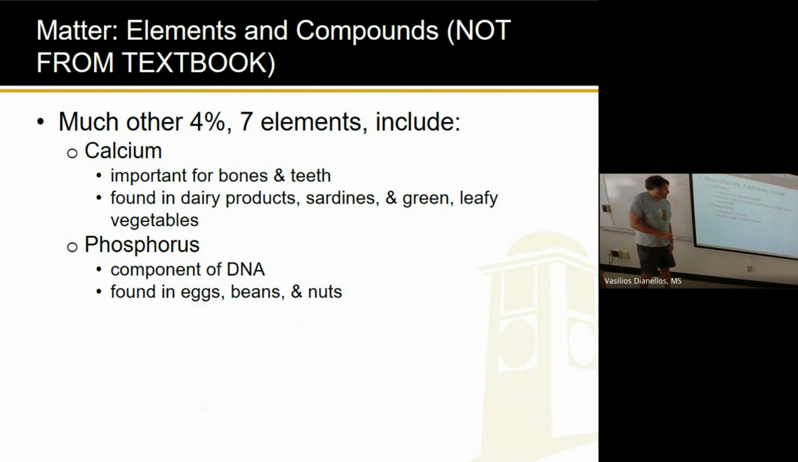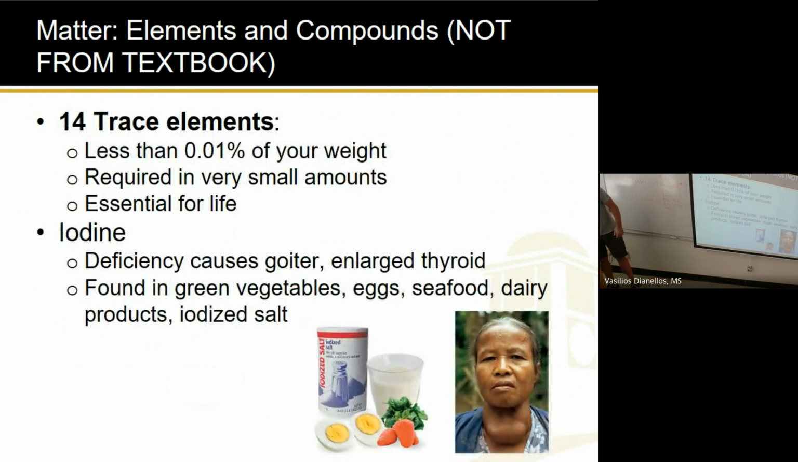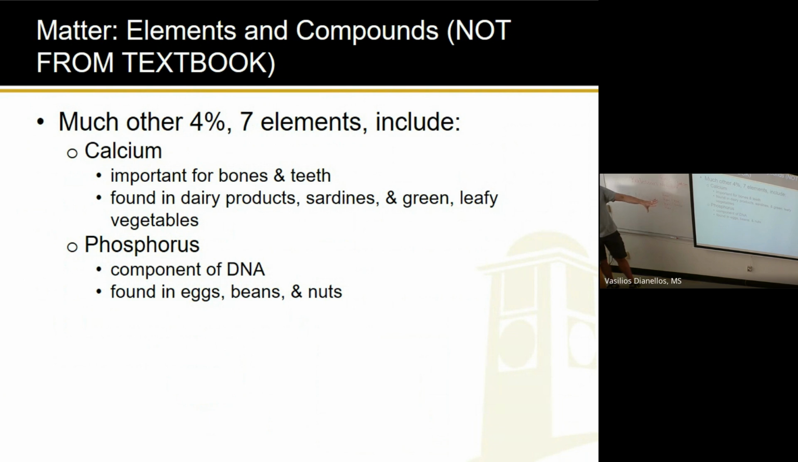Same thing with phosphorus. Look that up if you want for independent work. What happens if you have too much? What happens if you don't have enough? Your body obviously uses it for DNA, but what else is it used for? It's found in eggs, beans, and nuts. Where else can you find it? Moving forward. Actually, that's it. Of the 7 that make up the majority of the other 4%, those are the only 2 we talked about. Not because they're more important than the other 5. Those just happen to be the random examples.